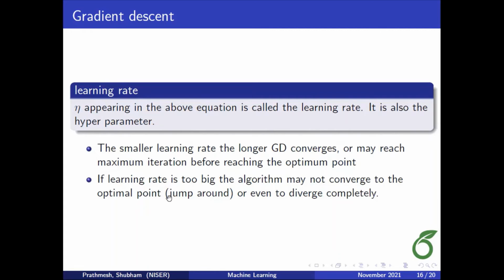If your learning rate is too big, then the algorithm will converge faster, but if it's too large, then it will jump around and you might not converge to an optimal solution or even diverge completely. So you have to be careful while choosing your learning rate. Generally, a smaller learning rate is preferred, something like 0.1 or 0.2.